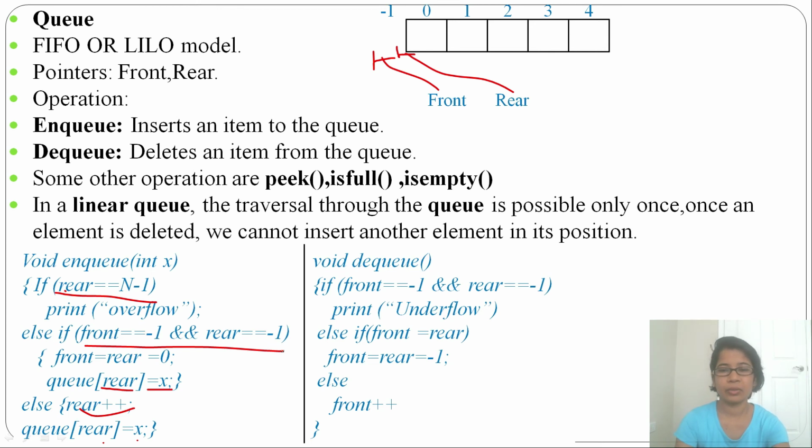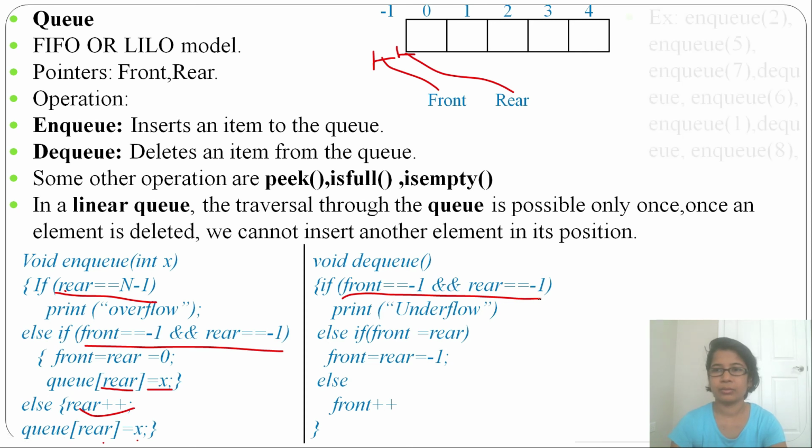So next for DQ, if front equal to minus 1 and rear equal to minus 1, this is the empty condition, you can say underflow. If there is no data, then you cannot delete anything. Okay, so this is the underflow condition. And if front equal to rear, it means just one element is there, so you can delete that and make front and rear equal to minus 1. Else, front plus plus. So whenever you are deleting, the front pointer will increase.